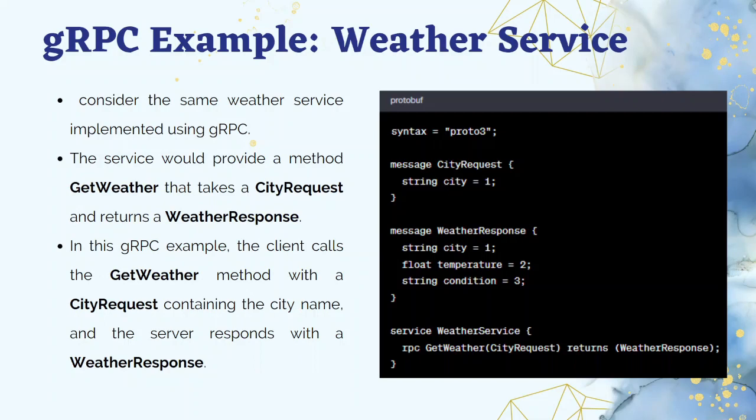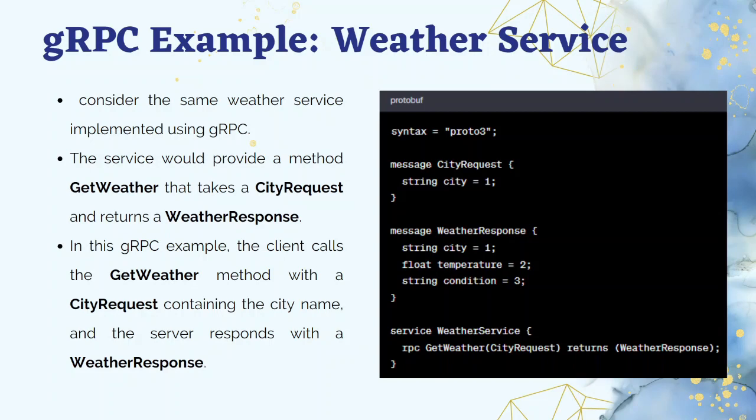So this is an example of a gRPC weather service. Consider a weather service implemented using gRPC, and the service will provide a method called get weather. It takes a city request and returns a weather response. So in this example, there is a client, and the client calls the get weather method. There is a message, city request, and here the city name is passed as the request.